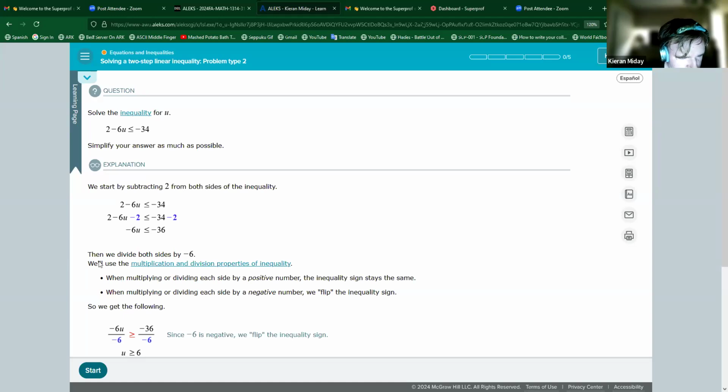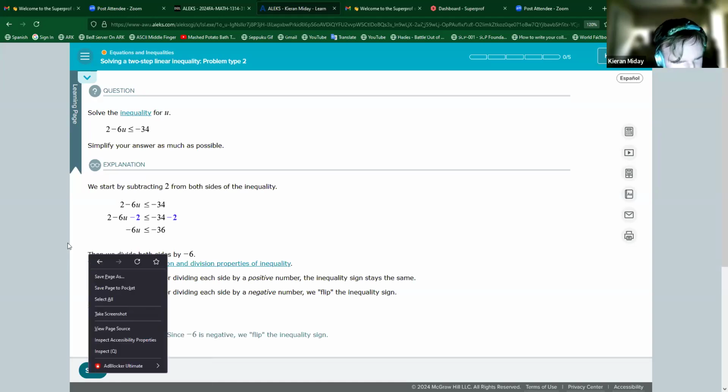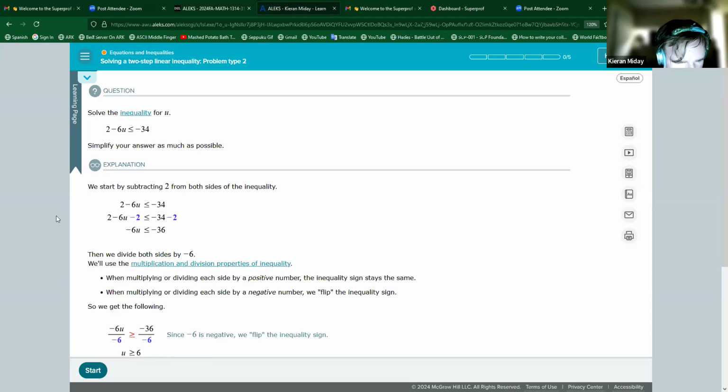Subtract 2 from both sides. Wait, what? But if you subtract 2 from both sides, you get, oh wait, huh? Okay.